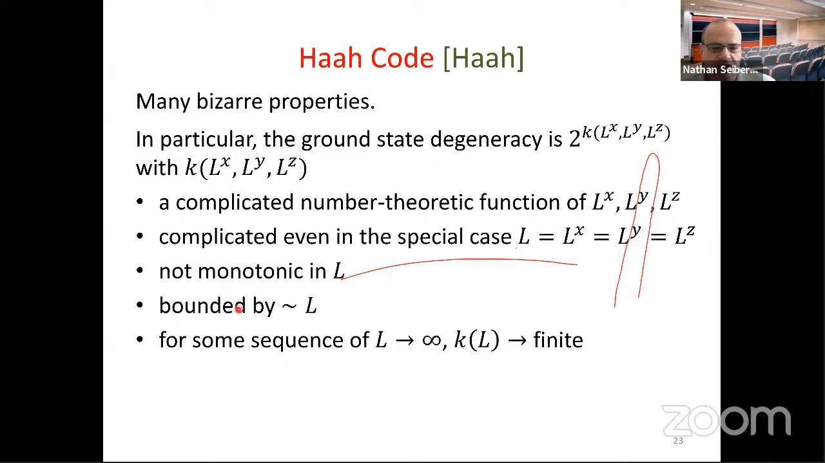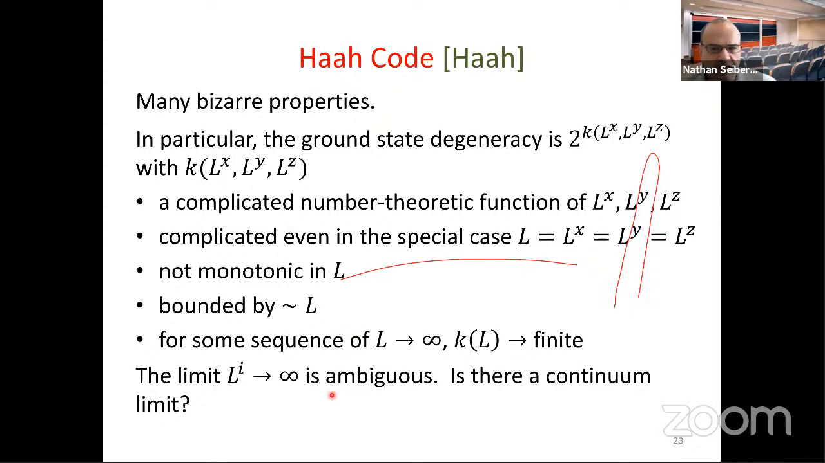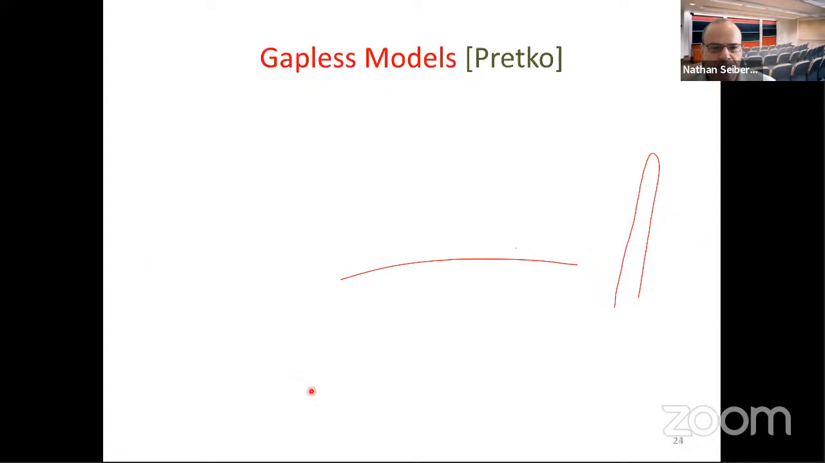As in the previous example, it's bounded by L, but since it's not monotonic, the limit L going to infinity is not well defined. As L goes to infinity, it can grow linearly in L, as in the previous example, or the limit would be finite. What this means is that the limit L going to infinity is ambiguous. So in these systems, when we try to ask what happens if the number of sites goes to infinity, the answer turns out to be ambiguous. So it really begs the question, is there a continuum limit? Can we think of these theories in terms of a continuum field?